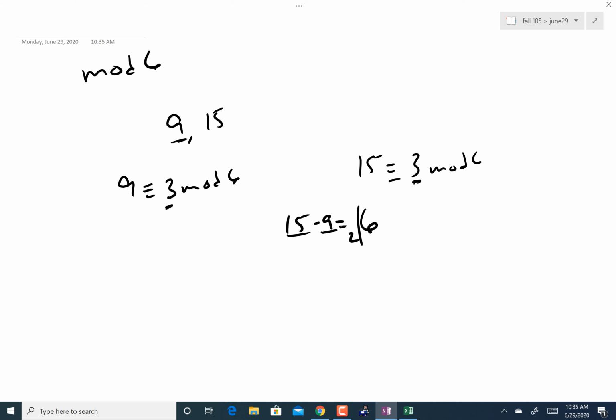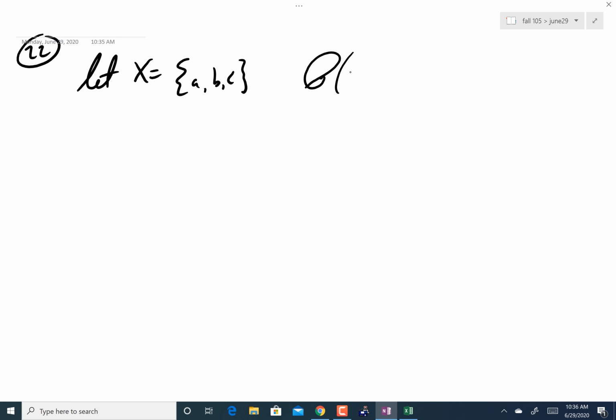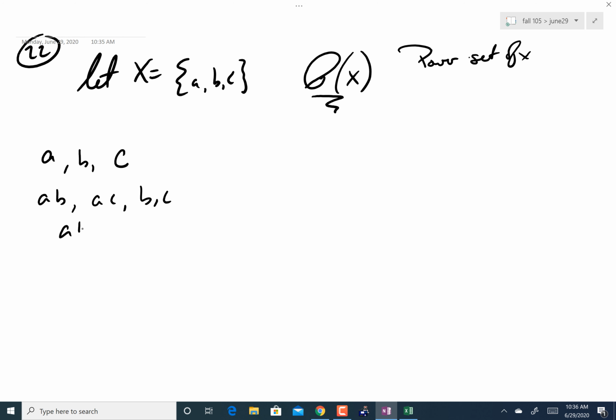So this is number 22 on 8.2. And it's just another terminology piece that I want you to see. So let X equal the set of A, B, and C. And what the heck is this? It's the power set. It's the power set. What does that mean? It means this: A, B, C, AB, AC, BC, ABC. And, wait for it, the empty set. That is the power set by definition.